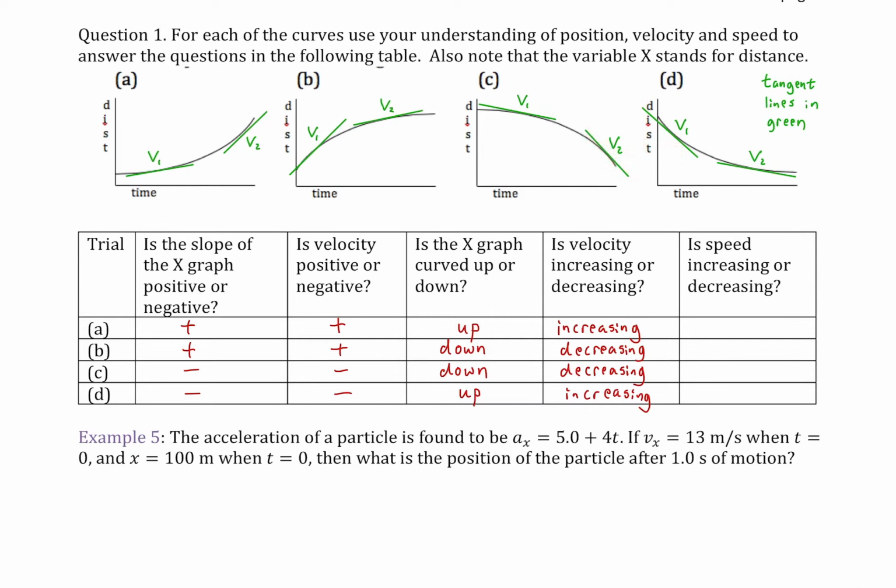Well, is -3 smaller than -1? Of course. So C is decreasing. Likewise, D is increasing because even though it's getting less steep, it's approaching 0. So here maybe it was -3, but over here it's -1. Well, -1 is bigger than -3. So V2 is actually an increase.